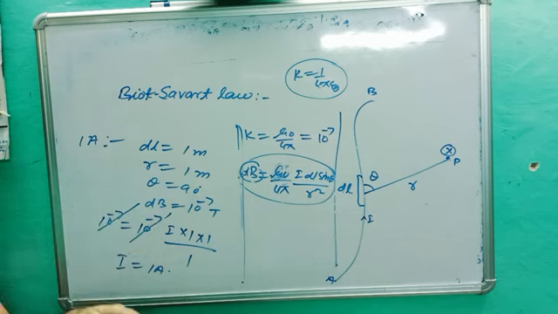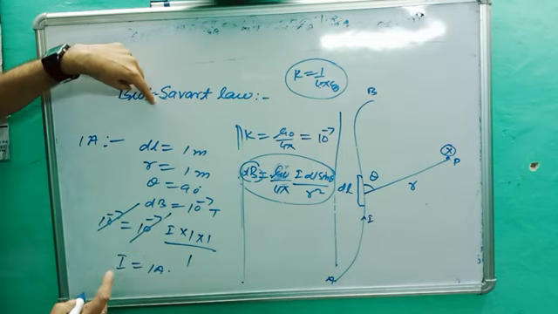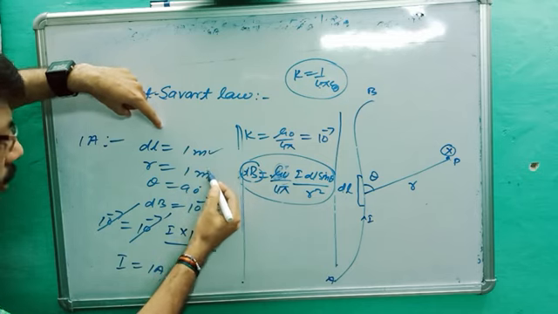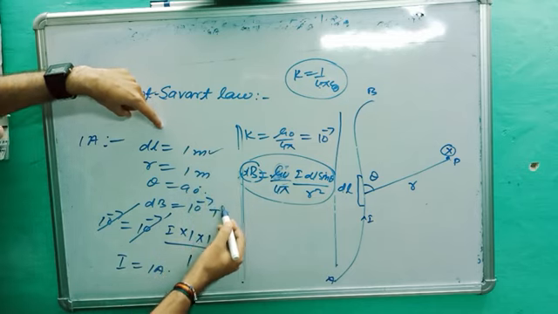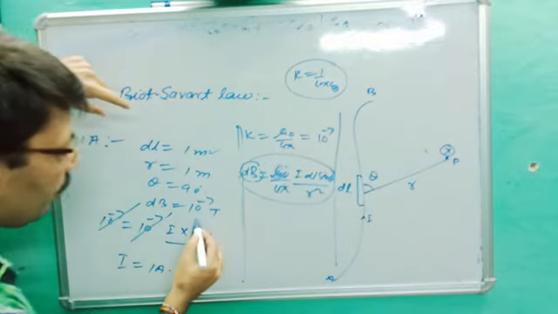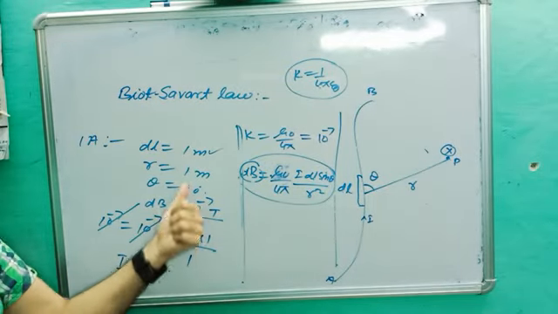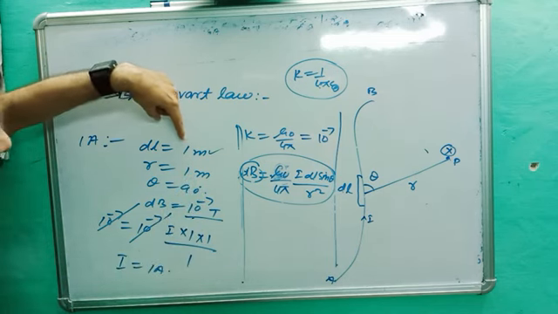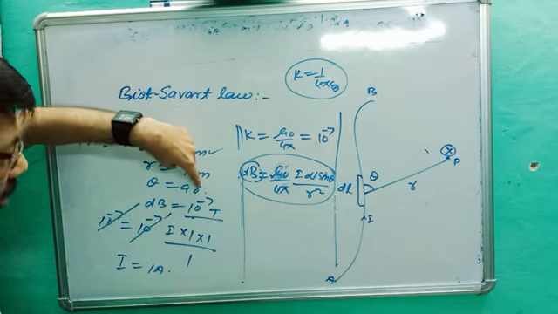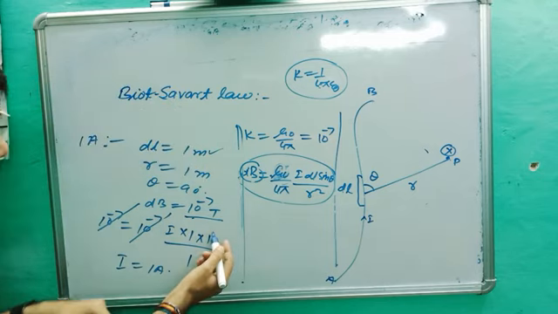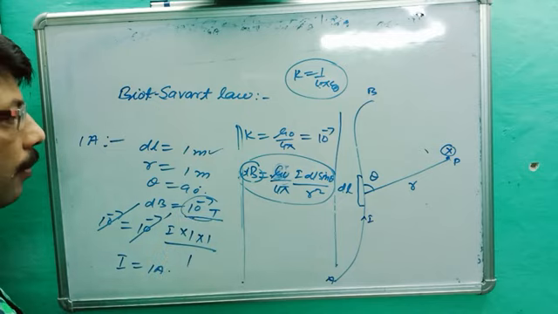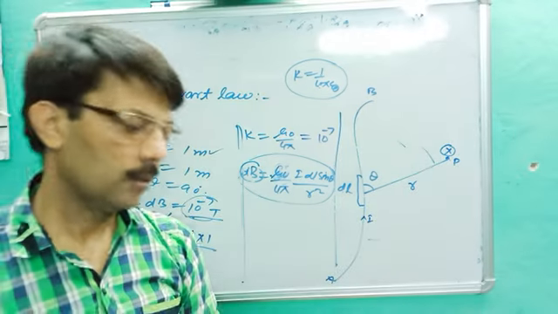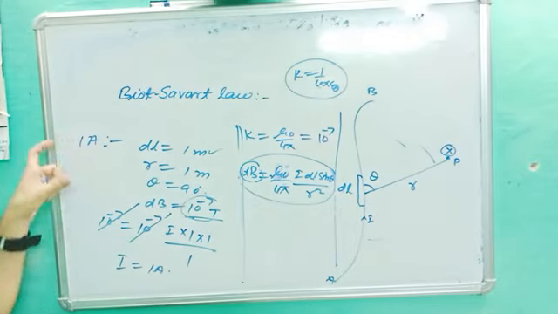So now tell me, what is 1 ampere? The amount of current drawn through unit length of straight wire which creates the magnetic field of 10 power minus 7 Tesla at a distance of 1 meter. The amount of current drawn through a current element of 1 meter of straight wire, straight means 90 degree, which creates the 10 power minus 7 Tesla magnetic field surrounding the wire, that current is called 1 ampere. So this is the definition of 1 ampere.